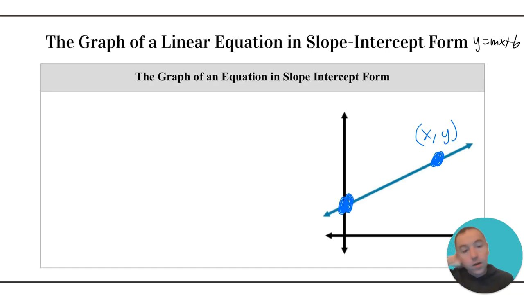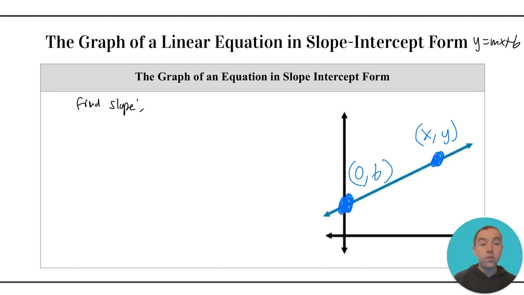We know that the x-coordinate has to be 0, right? Because it's a y-intercept. And then let's call the y-intercept number b. Okay? So what we would be able to do is find the slope of a line based on our slope formula.